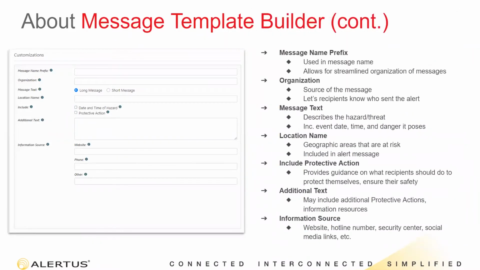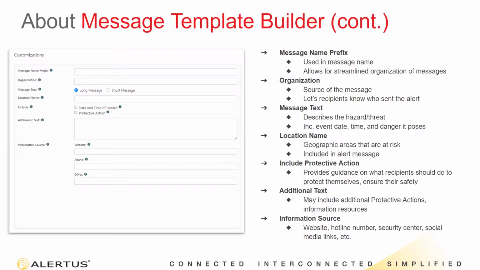There are 6 characteristics that every industry gold standard alert message contains. First, it's the message name prefix. It's used in the message name itself and allows you to better organize your messages. For example, if your organization has numerous sectors or locations, you can organize specific messages that tie to those specific locations or sections. Your organization name or initials will go in the next section. It lets recipients know who sent the alert.